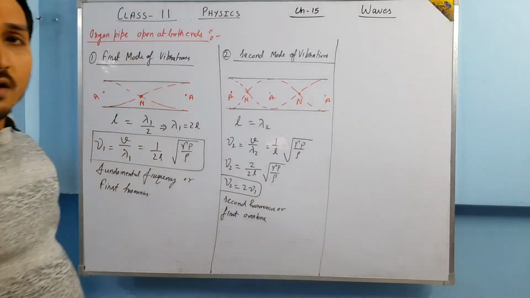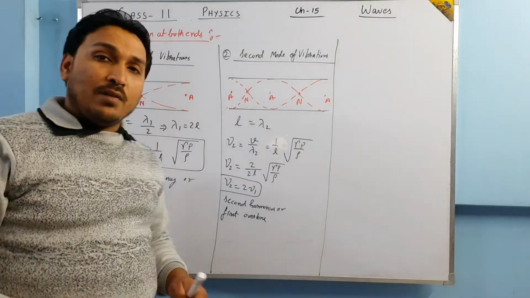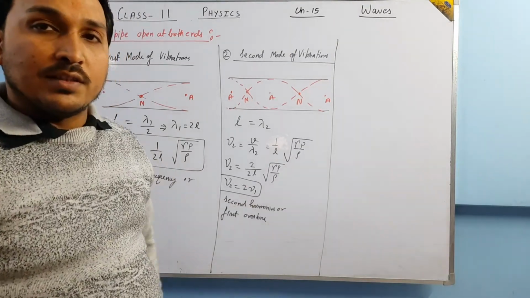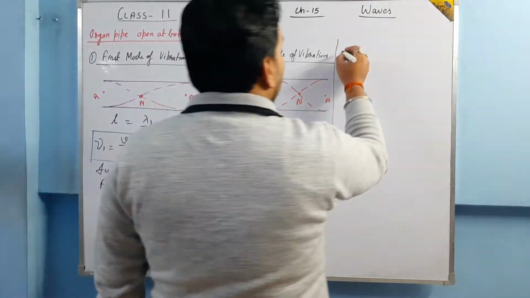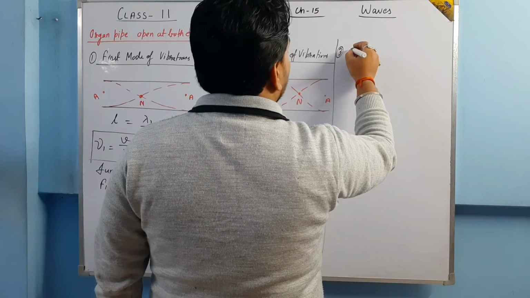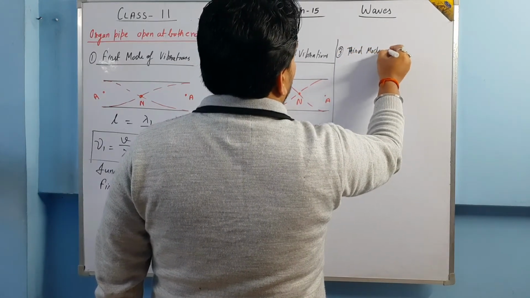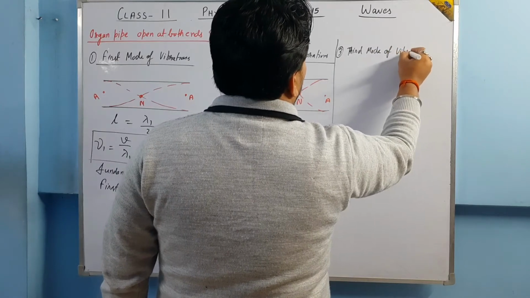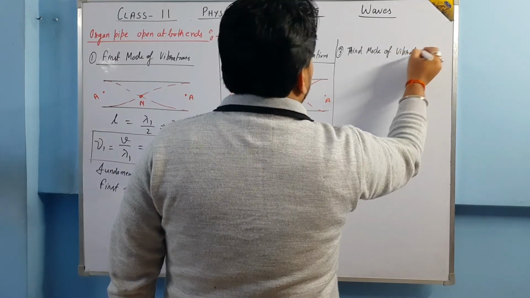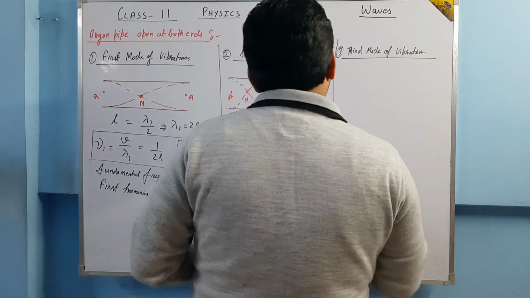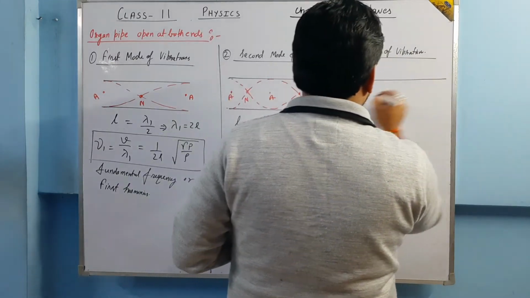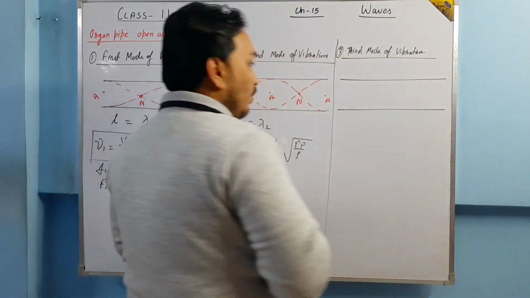Okay, if you understand one very clearly now, all the things are the same. Now let us do the third one, third mode of vibration. In this, how will the wave be formed?